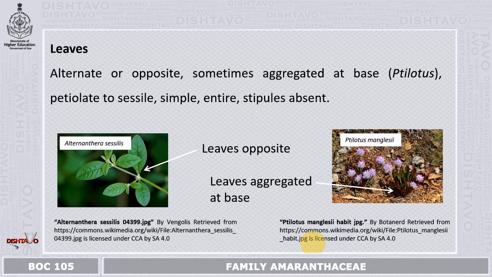Leaves alternate or opposite, sometimes aggregated at base in case of Tylotus, petiolate to sessile, simple, entire, stipules are absent. On this slide, you all can see in this image, the leaves are opposite in case of Alternanthera, and in case of Tylotus, you all can see the basally aggregated leaves.